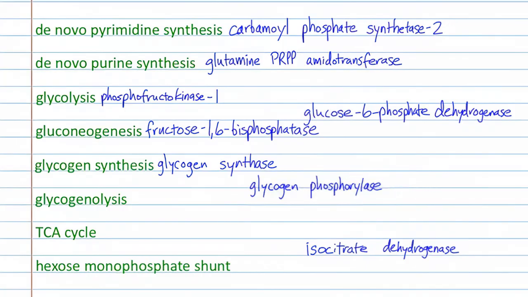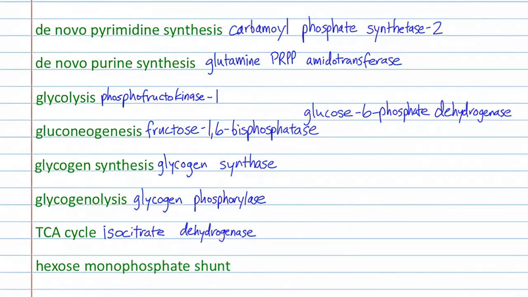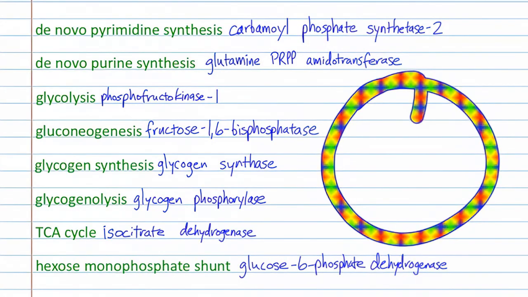is called glycogen phosphorylase. Then after glycogen, we're going to talk about the TCA cycle, and the rate limiter in the TCA cycle is isocitrate dehydrogenase. And then for the hexose monophosphate shunt, the rate limiter is glucose 6-phosphate dehydrogenase, or G6PD. So that's a little preview of coming attractions for the next few videos. And for your prize, here's a groovy little psychedelic smiley face.